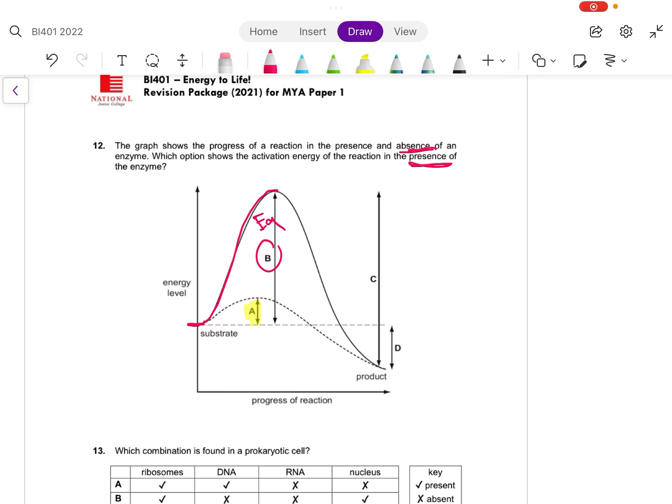What enzymes do is that they lower the activation energy, and we can see they lower it by this much, such that the activation energy required is left at you only need A left. Okay, that's the amount of energy that you need when an enzyme is present. Okay, so A is the best answer.